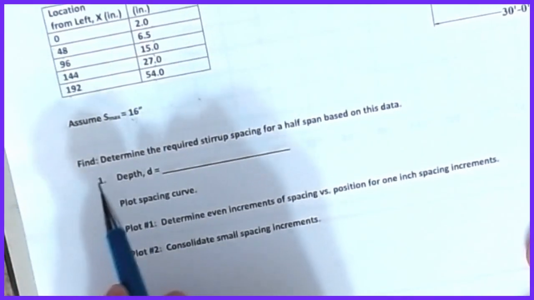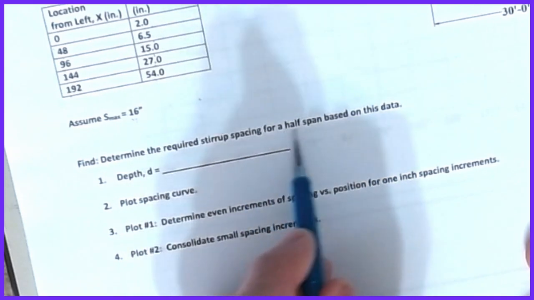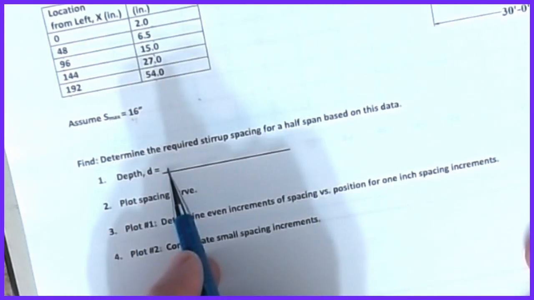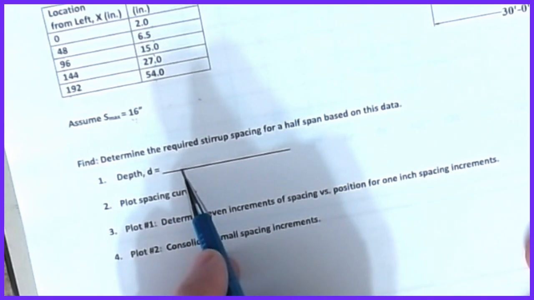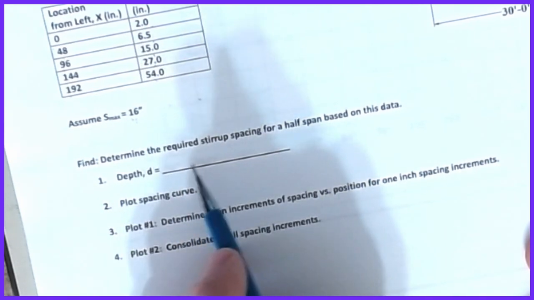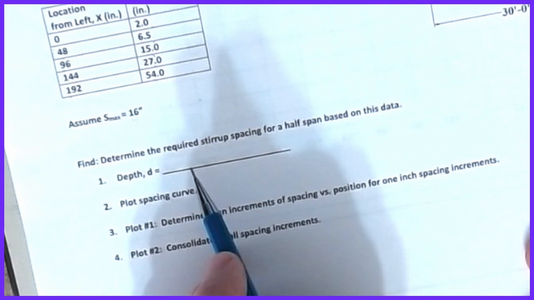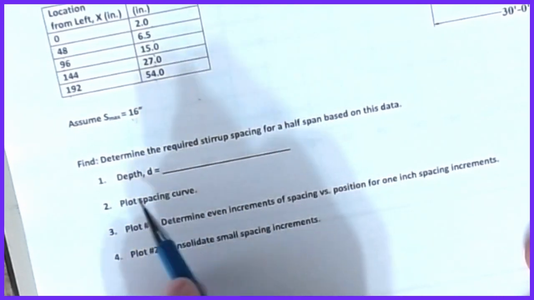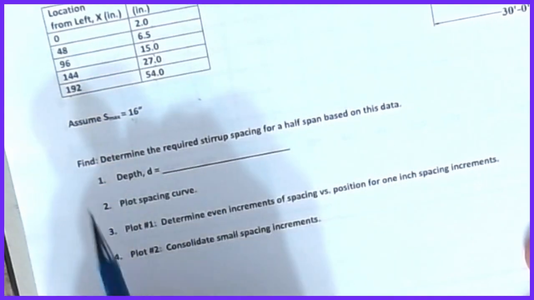Okay, so what we want to do is determine the required stirrup spacing for a half span based on this data. The depth d we're given. We gave you b and h, so you'll have to make some assumption about the depth, and we can use that cover limit, h minus 2.5 inches, or h minus 3.5 for two layers of steel, whatever, that will get us that value.